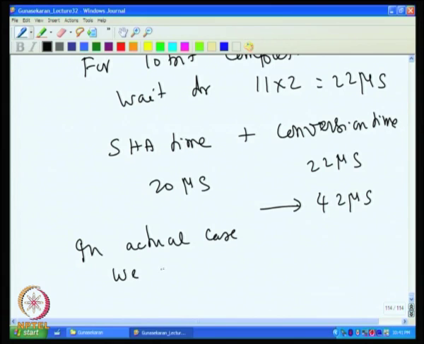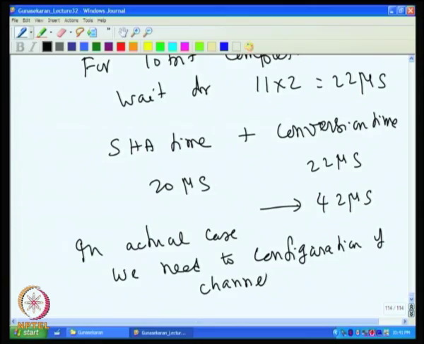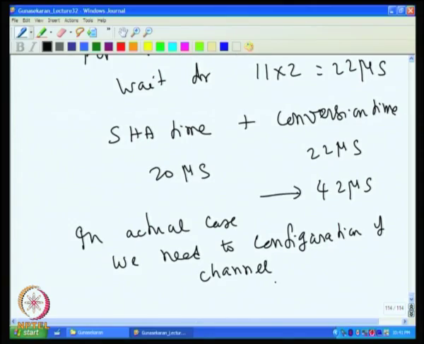In the actual case, we need to configure the channels, that is channel selection, then input output selection and so on. There are various other instructions to be executed which run up to 10 instructions. So, all put together you may end up around 52 microsecond.